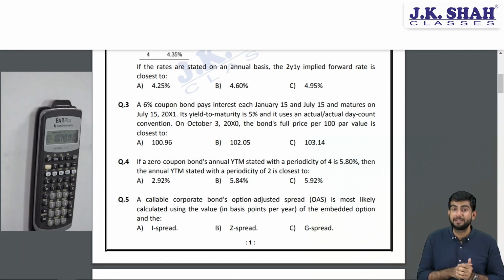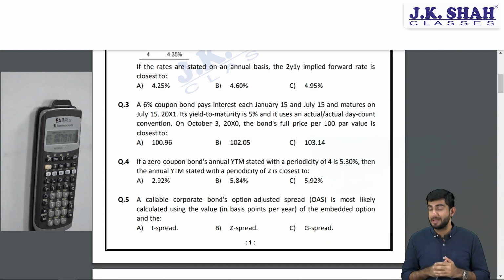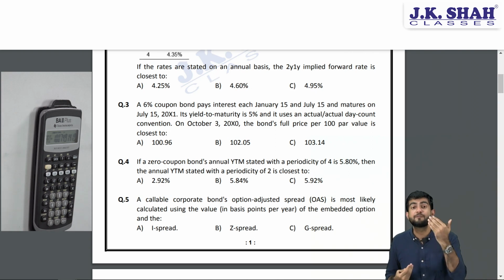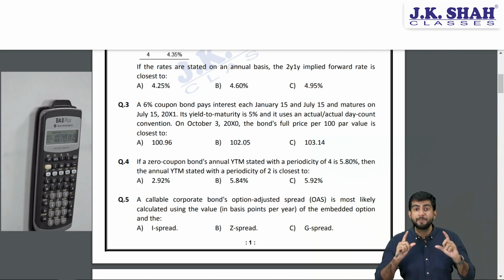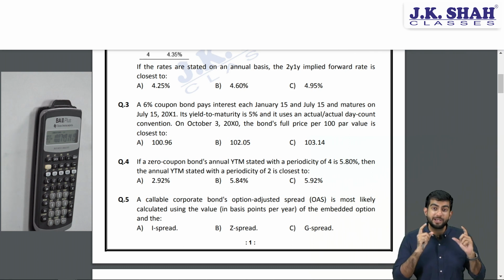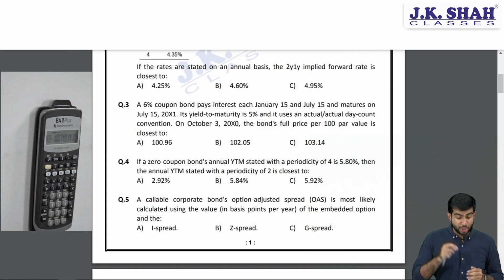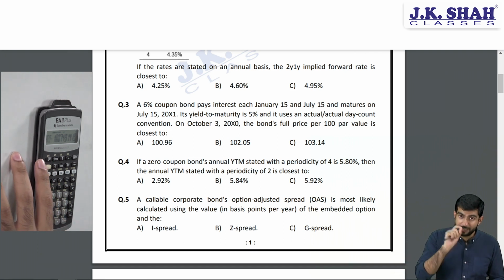100.75 is what I am getting as the flat price of the bond. But in my question, they have asked me the full price of the bond. The full price of the bond includes the accrued interest component as well. So what I do is, I have already got the flat price.